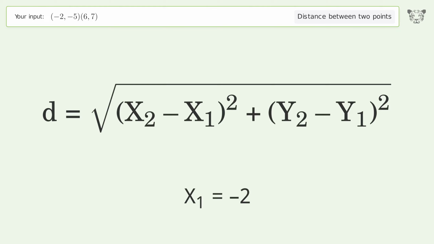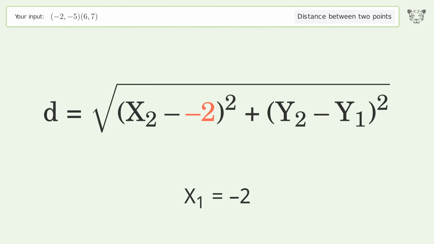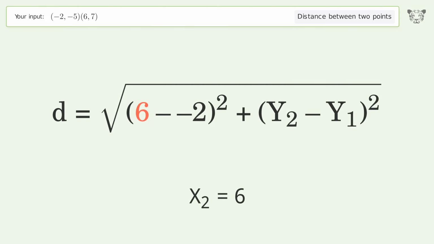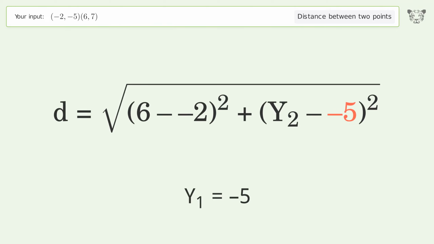x1 equals -2. x2 equals 6. y1 equals -5. y2 equals 7.